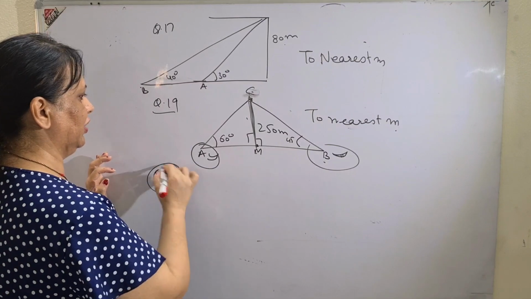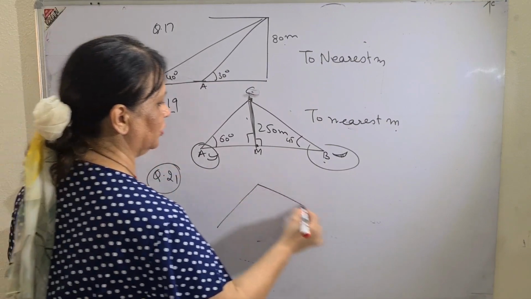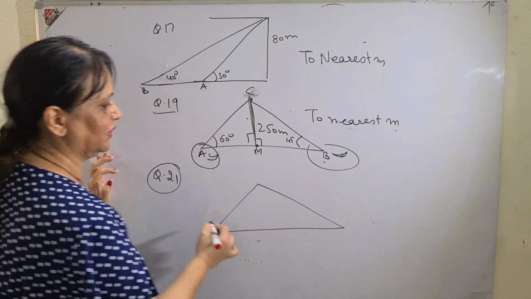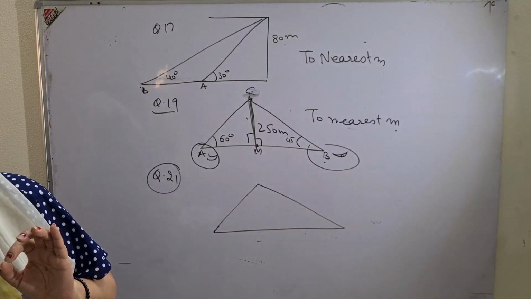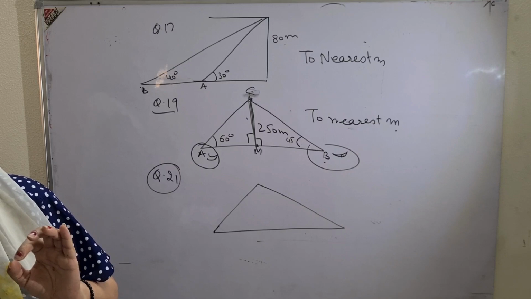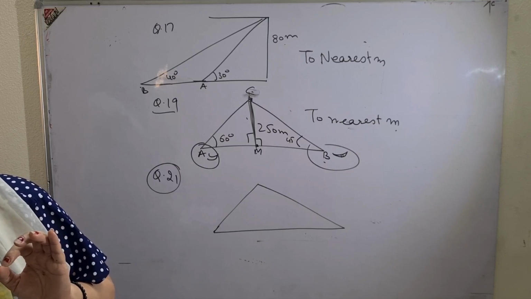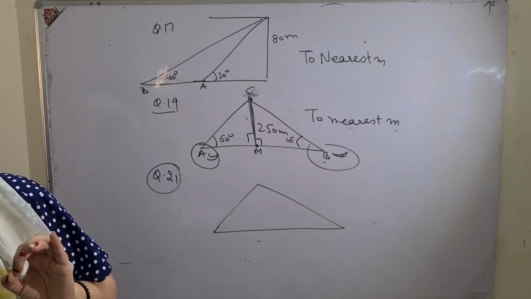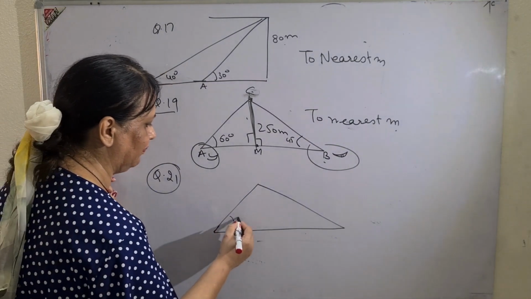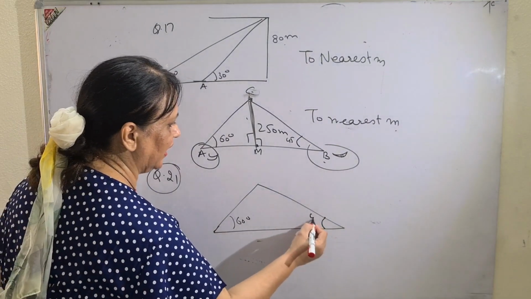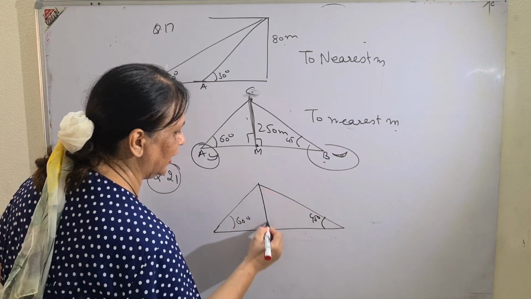And then question number 21, again the same question. Just go through it. I am giving the hint of all the three sums. It is again the angle of depression of two ships A and B observed from the top of a lighthouse 60 meter high, and the angles are 60 and 45 degree, and they are on the opposite side of the lighthouse. So 60 and 45 degrees same, but opposite side of the lighthouse. Let this be the lighthouse.